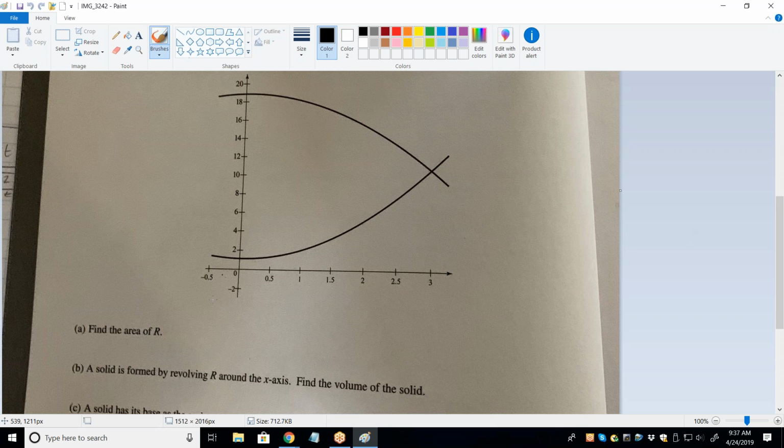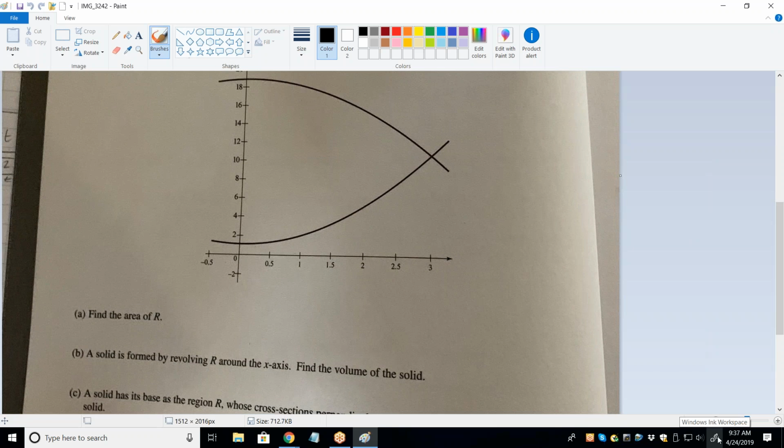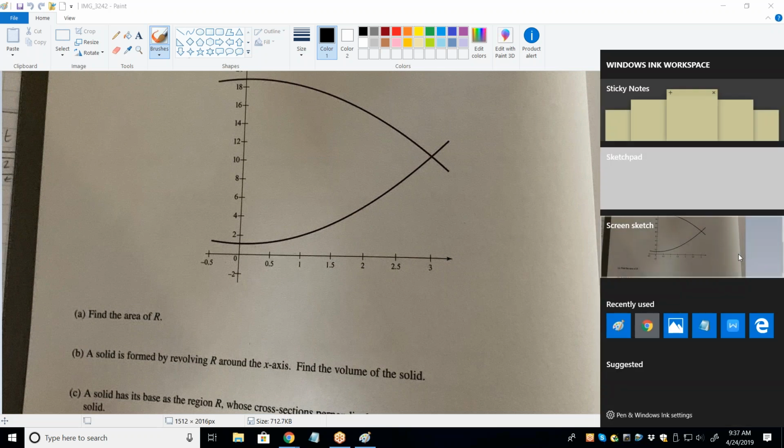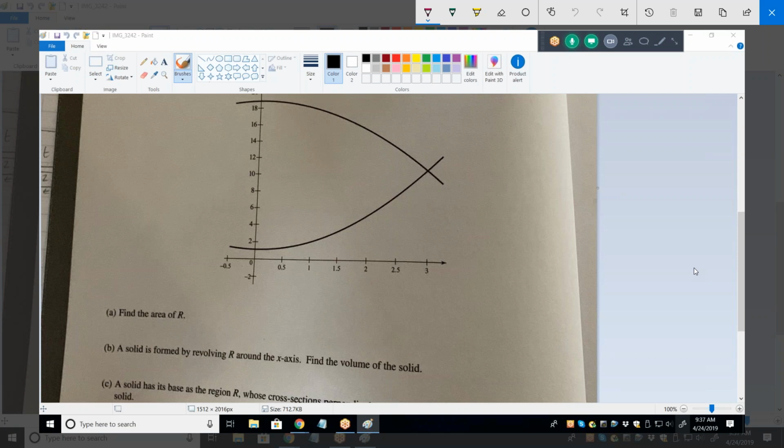Notice that when you revolve it, you're going to end up with an object. Let's see if I can come close to drawing it. It's going to have a hole in it. This part goes like that, the top part goes like that, and you have this solid that has two mountains on it and a hole right there. So when there's a hole, you have to use washers.